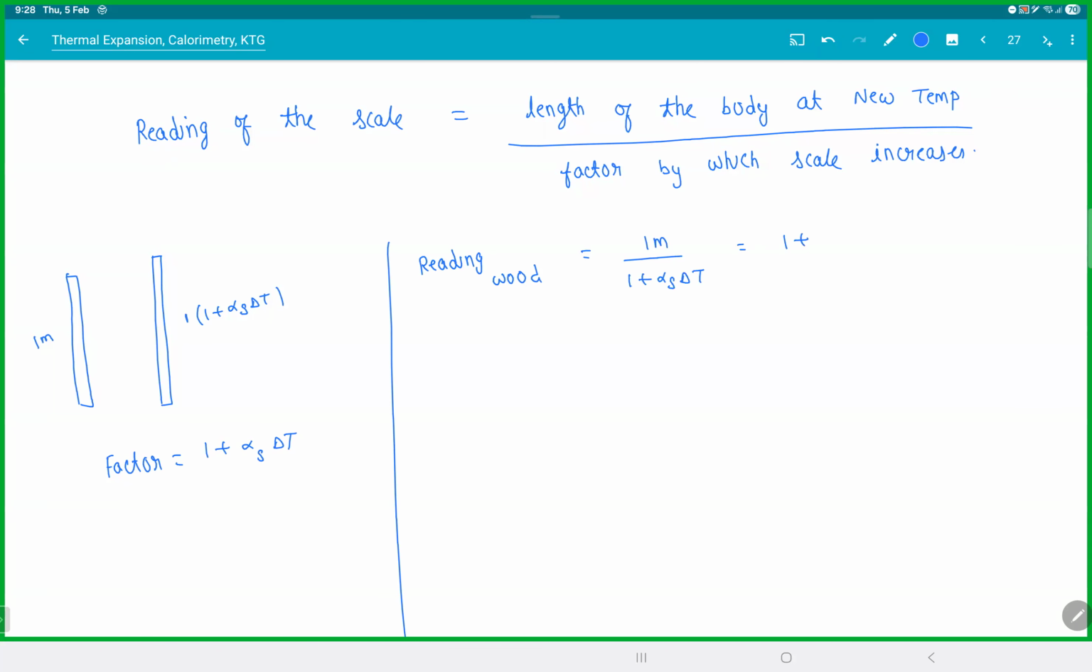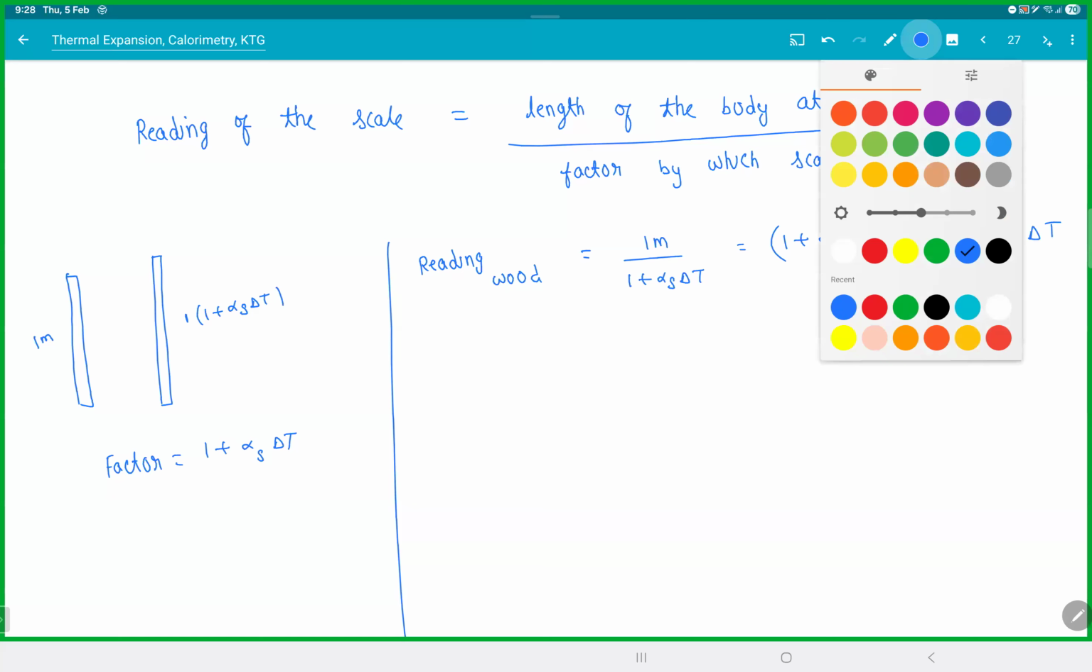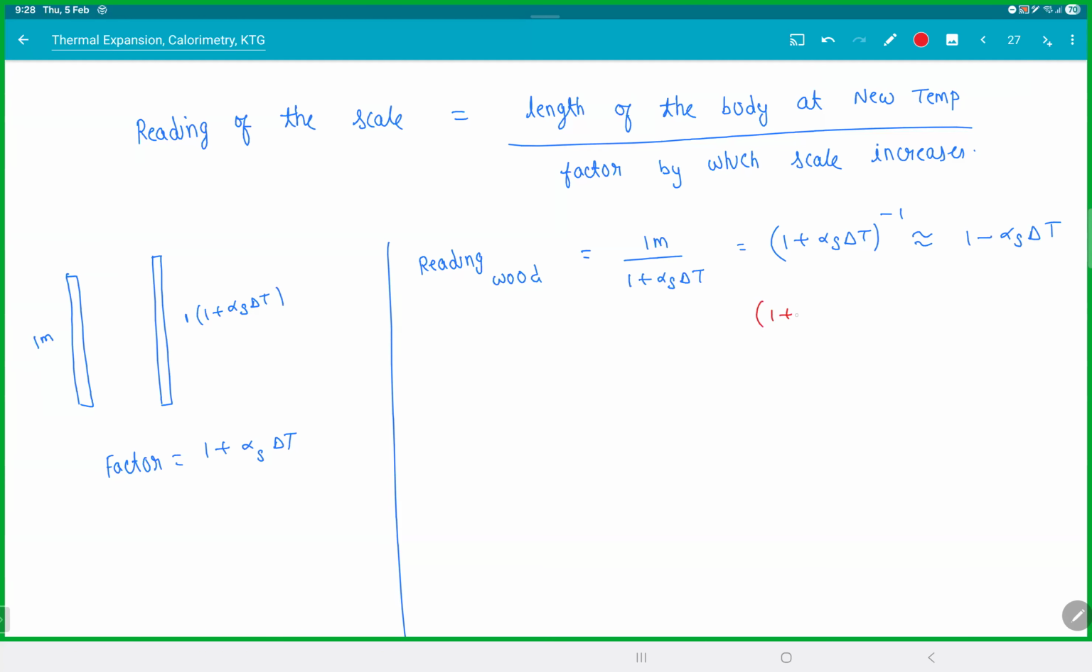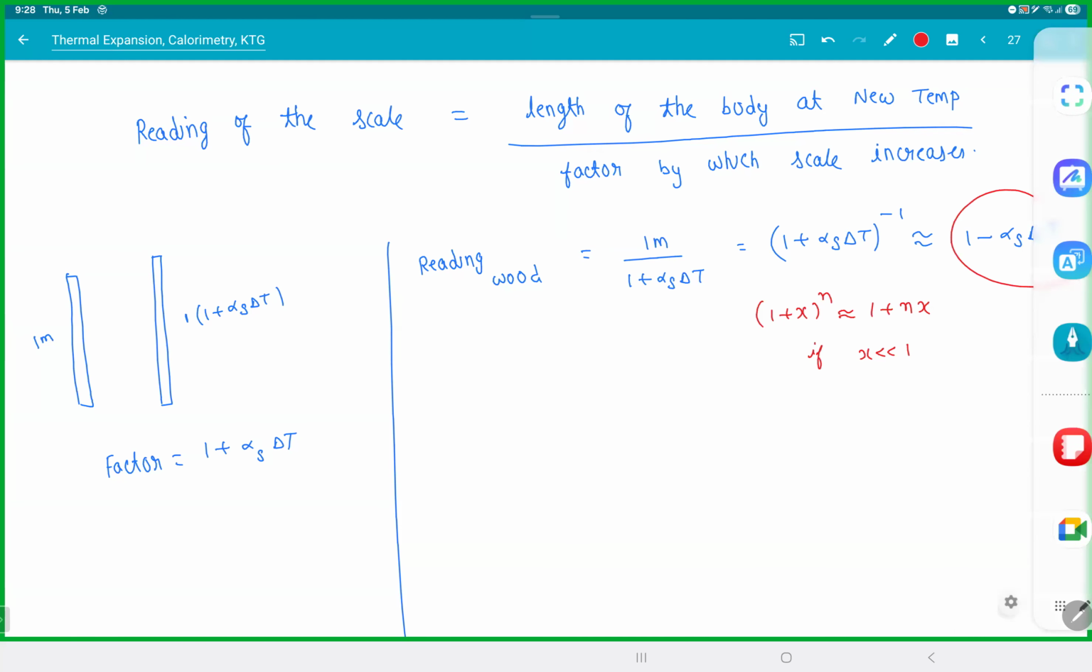So this can be written as (1 plus alpha steel delta T) to the power minus 1. We can use the binomial approximation because alpha s delta T is very small. This will be 1 minus alpha s delta T. Numbers are given, you can substitute. I hope you remember the binomial approximation I showed you before: (1 plus x) to the power n is 1 plus nx if x is much, much less than 1. Because alpha s delta T is small, you can always use that approximation. The answers will come like this. Be careful, even though the other form is also right, in the options you'll always find the answer like this. They'll bring it to the numerator.